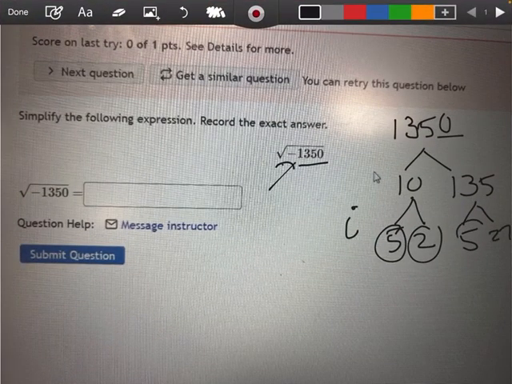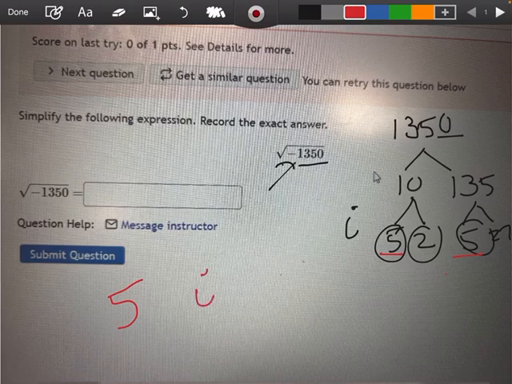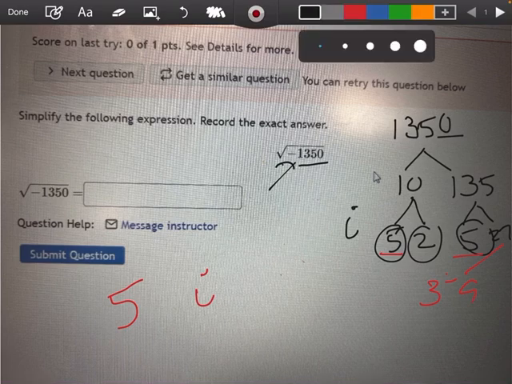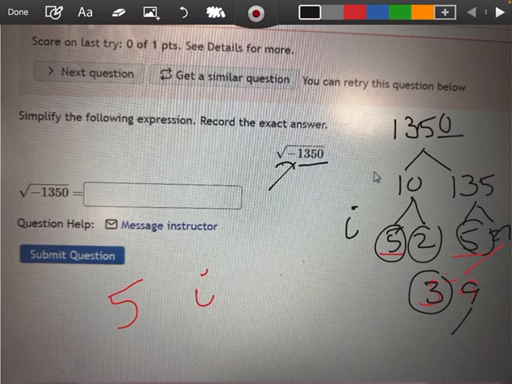So look, y'all, first thing I want you to notice, I have a pair of 5s, right? So I know a 5 is going to come outside, and we already have our i coming outside. Now, the number 27, I can break that down into, let me use a black marker, I can break that down into 3 and 9. 3 I can't break down, but 9 I can break down into 3 and 3. So again, I also have a pair of 3s. So a 3 is going to come outside.